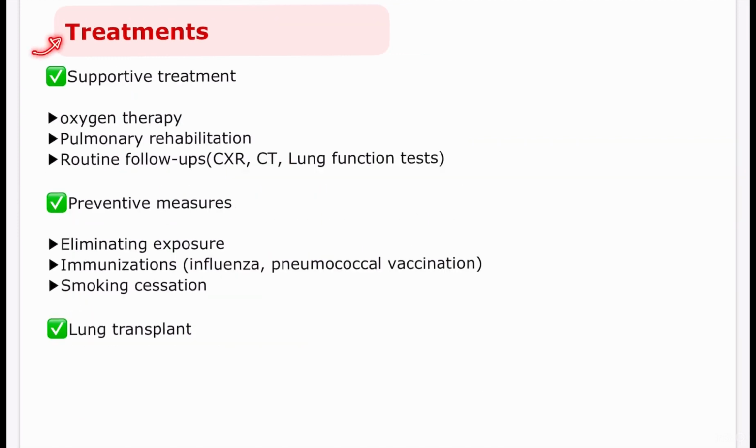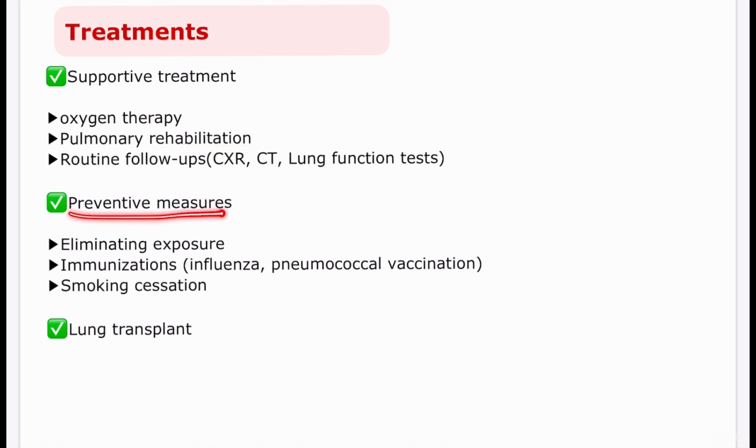Now let's see the treatments of asbestosis. There is no treatment that can reverse the damage to the lungs, so we can do supportive treatment to relieve symptoms and prevent complications. Patients need routine follow-ups such as chest X-ray, CT tests, and lung function tests, so that the physician can know the severity of your condition. And also for difficulty breathing, there is supplemental oxygen therapy and also pulmonary rehabilitation. The pulmonary rehabilitation can teach patients breathing and relaxation techniques, and it may help some people.